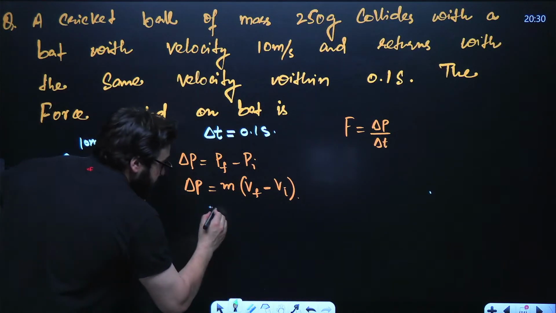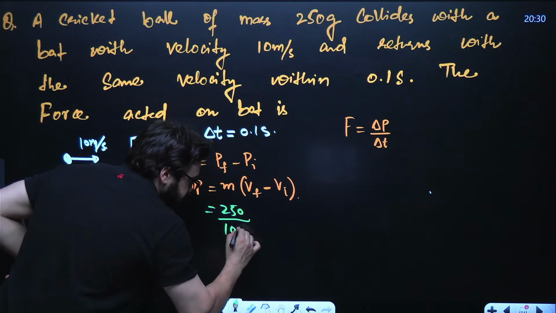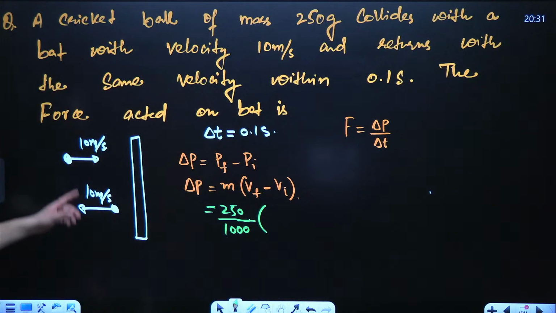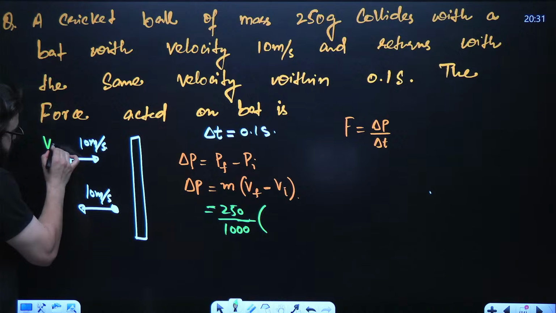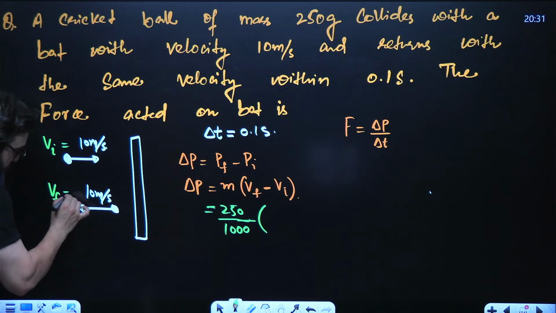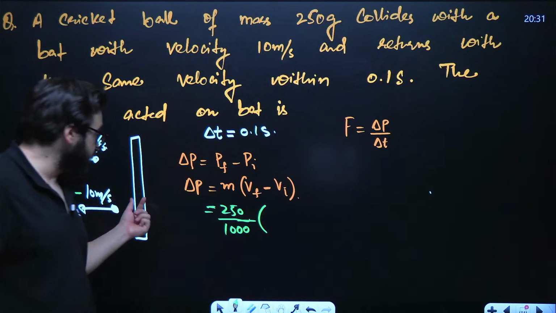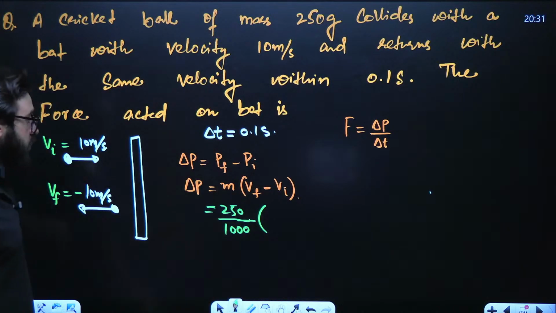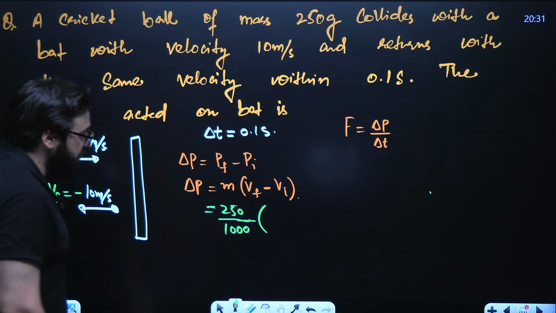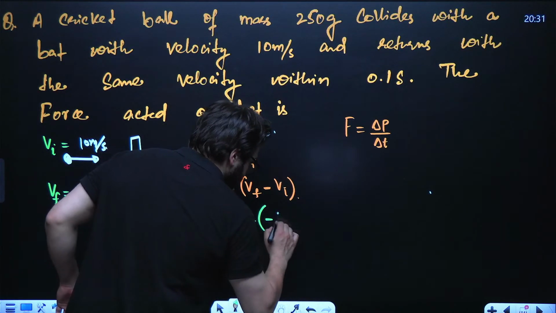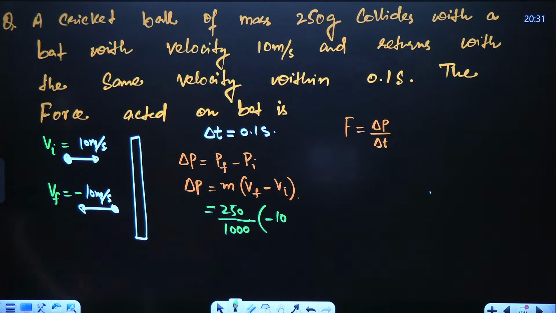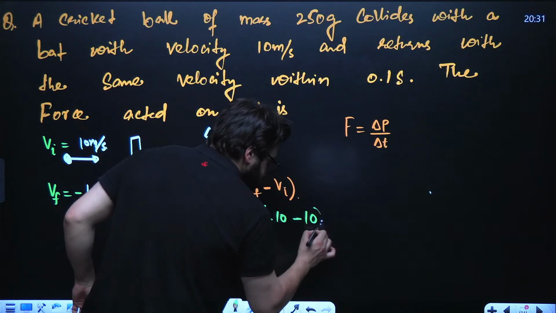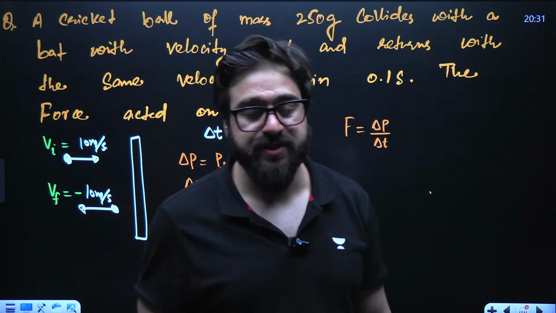How much is the mass here? That is 250 grams divided by 1000, because we convert it into kgs. Then what is the final velocity? Initial velocity is plus 10, and final velocity is minus 10, because it is moving in the negative direction. So V final is minus 10, and V initial is 10.